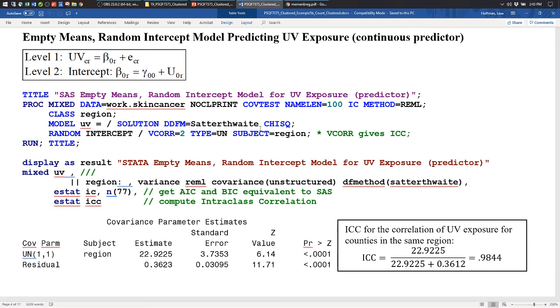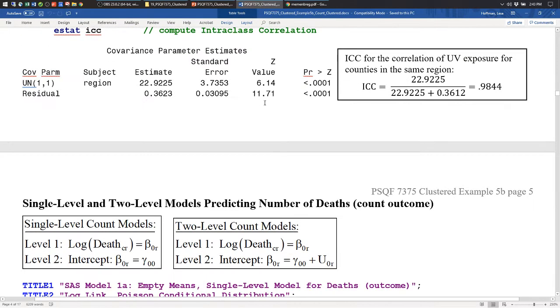So is this a level 1 variable? How much of it is a level 1 variable? Like a percent, right? 1.6%-ish. The intraclass correlation is 0.98. 0.98 is the proportion of total variance in UV that is between regions, which means that within is like 1%. So if there's going to be an effect of UV, it's probably going to be a level 2 effect.